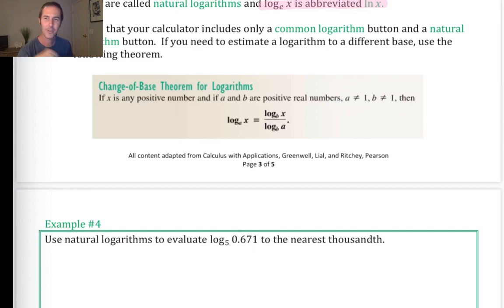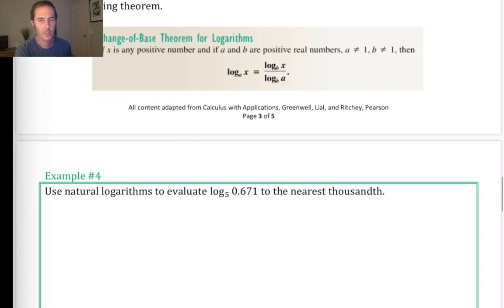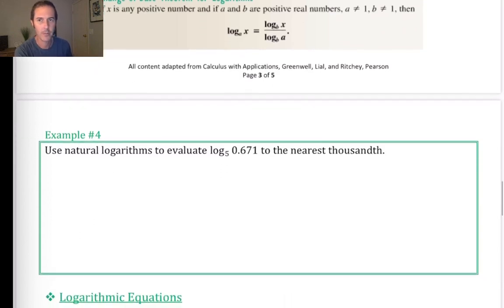So here in example 4, we're going to use the change of base property or theorem in order to evaluate this logarithm. I think every one of these problems I've seen ends up being calculator work, but we're going to set it up with paper and pencil.